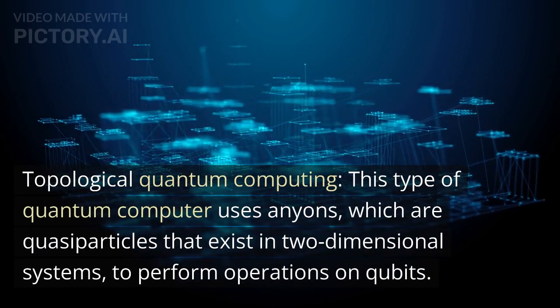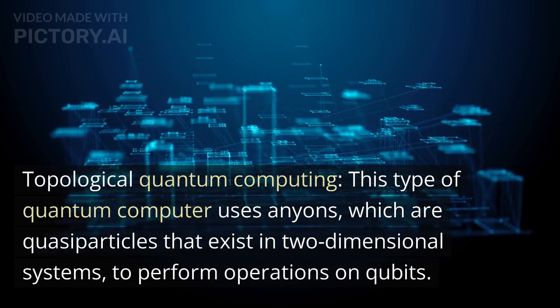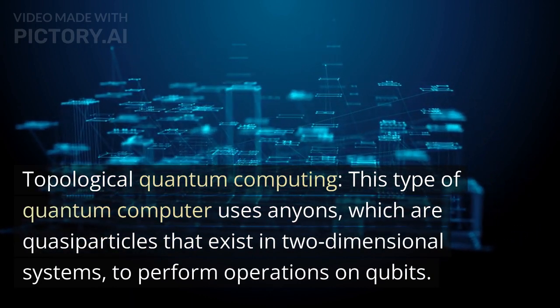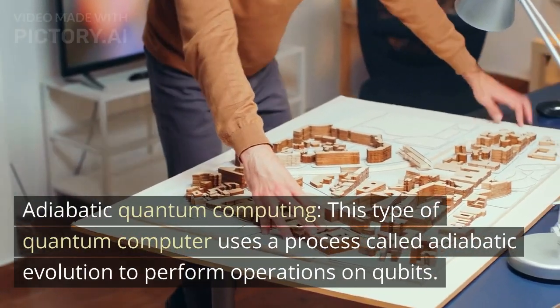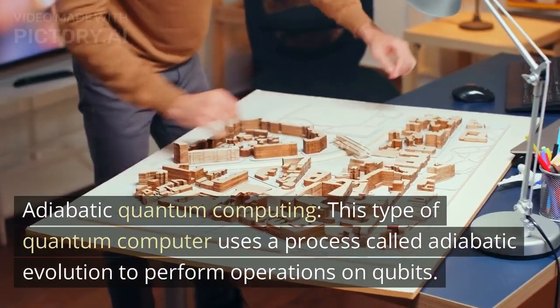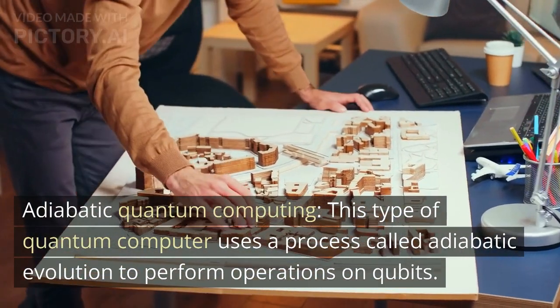Topological quantum computing. This type of quantum computer uses anyons, which are quasi-particles that exist in two-dimensional systems, to perform operations on qubits. Adiabatic quantum computing. This type of quantum computer uses a process called adiabatic evolution to perform operations on qubits.